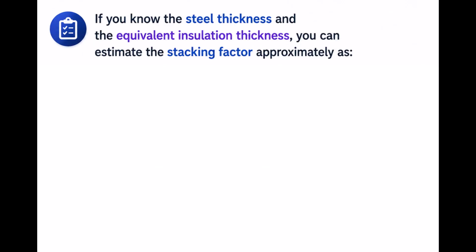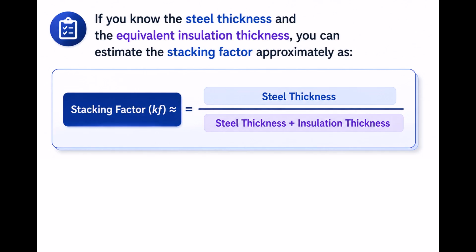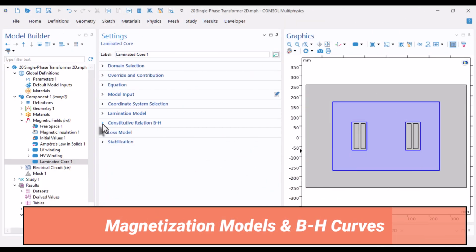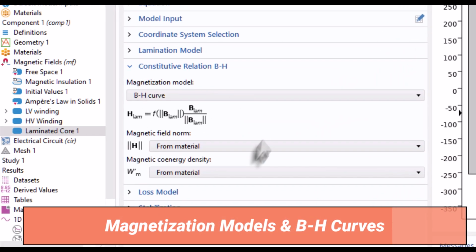If you know the steel thickness and the equivalent insulation thickness, you can estimate the stacking factor approximately as steel thickness divided by steel thickness plus insulation thickness. In practice, however, it is usually better to use the stacking factor provided by the core or lamination manufacturer whenever it is available. The next group of settings defines the magnetic behavior of the steel itself.